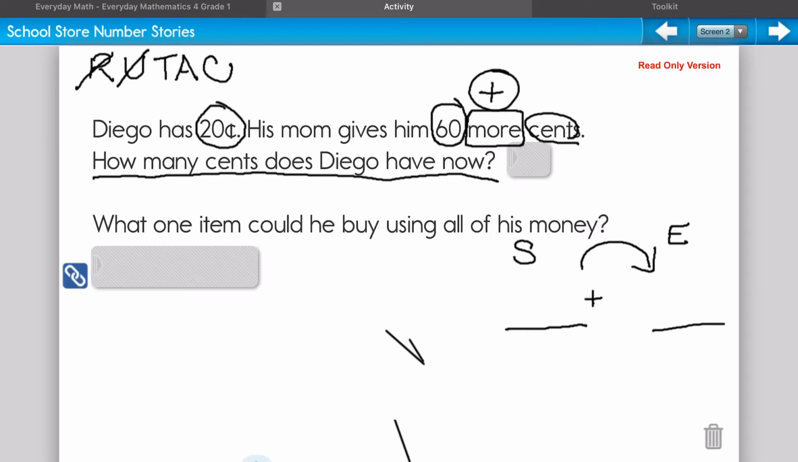Okay, he starts with 20 and he gets 60 cents more. So we want to know where he will end. Well, this is kind of an easy problem. That's my thinking. If I'm ready to attack it, go ahead and pause the video and attack it now yourself.